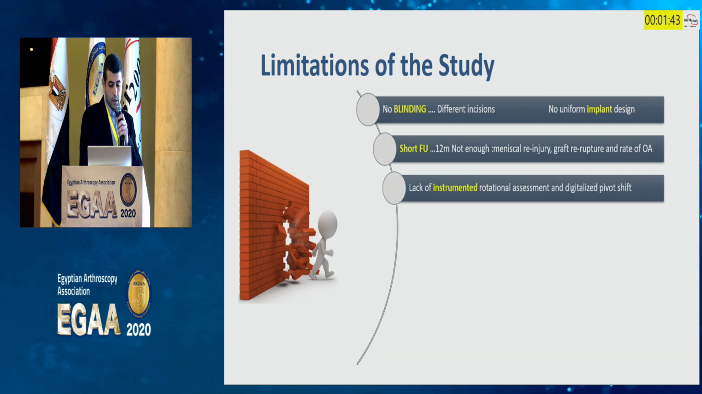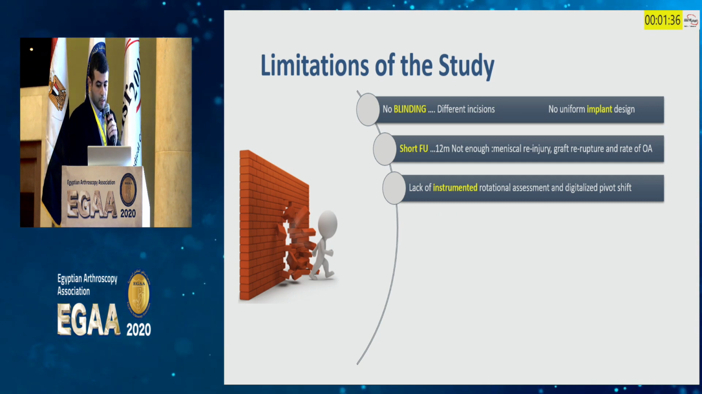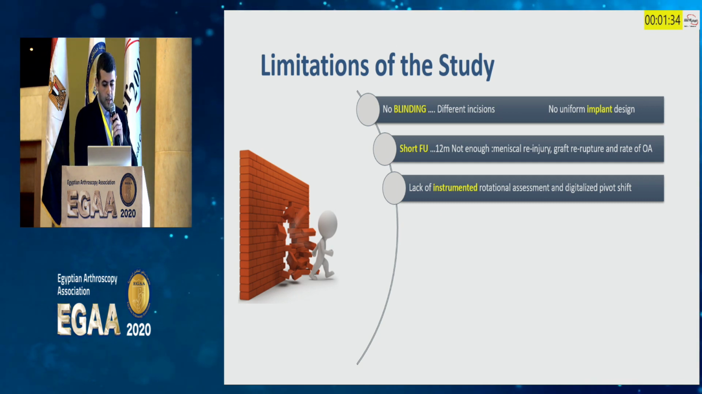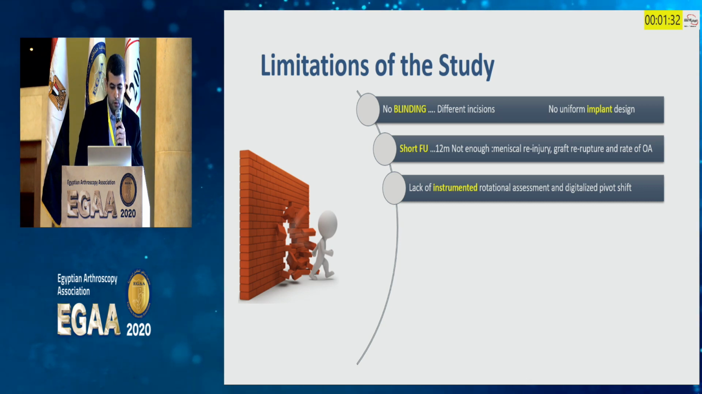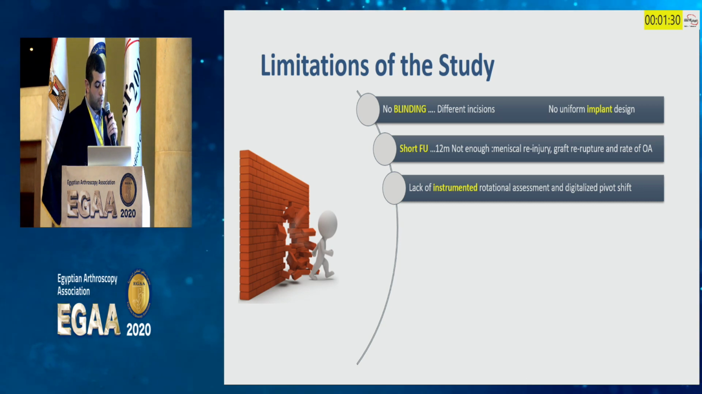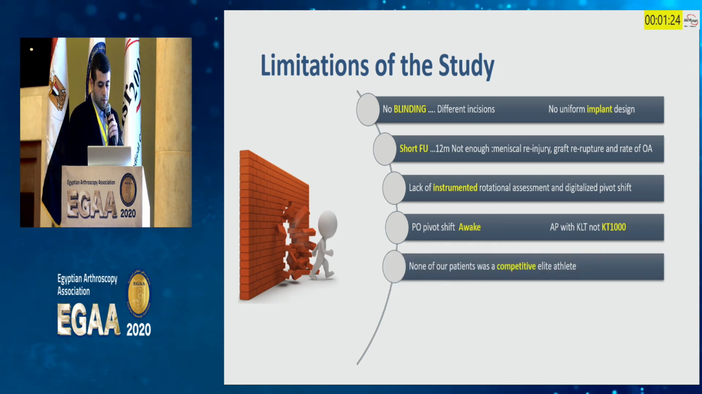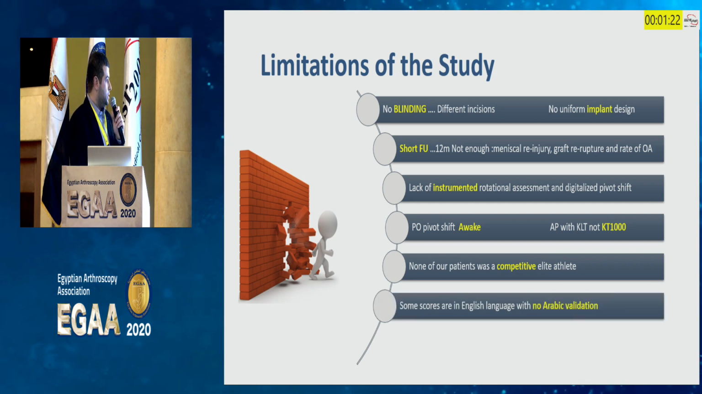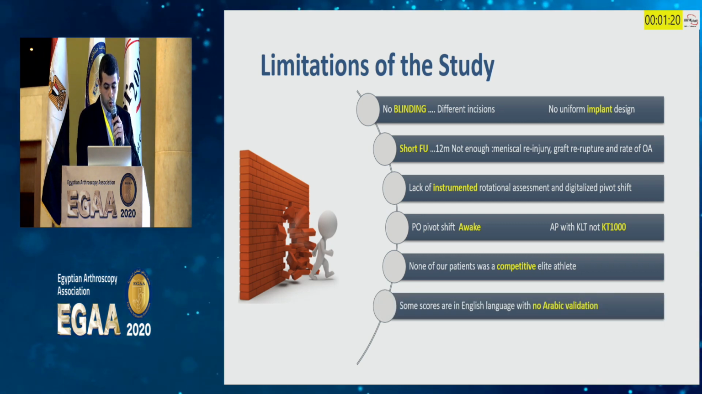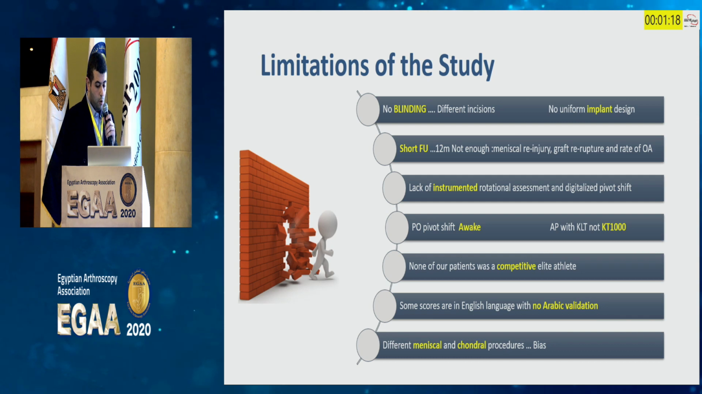The limitations of our study: there was no blinding due to different incisions. There were no uniform implant designs. In some cases, we used a closed loop and in others, adjustable loops. The short follow-up was not enough to assess meniscal injury, graft rupture, and osteoarthritis. There was a lack of instrumented rotational and anteroposterior assessment. None of the patients was a competitive elite athlete. Some scores were English scores with no Arabic validation, and no different meniscal and chondral procedures were done.